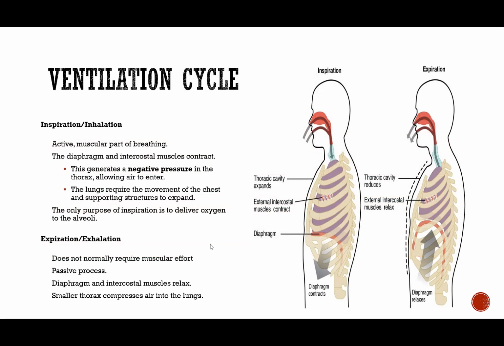So we talked about inspiration and inhalation. We've mentioned it, right? This is the active part of breathing. This is the breath in. We've already said this tons of times. The diaphragm and intercostal muscles contract. This creates negative pressure, which allows air to enter into the respiratory system. And the only purpose here is to deliver oxygen to the alveoli.